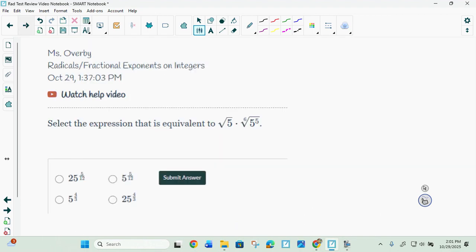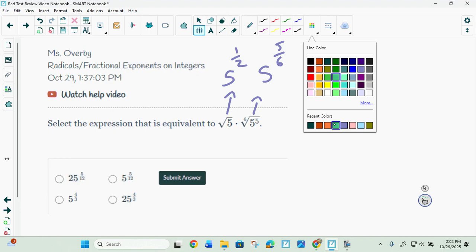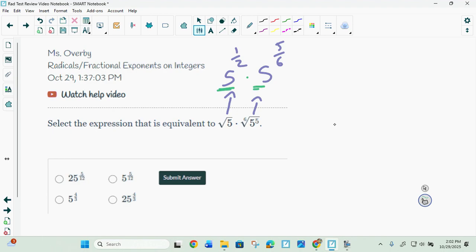All right, here we go. With these, we cannot do these until we switch them to exponent form instead of radical. So square root of 5 is the same thing as 5 to the 1/2. And this is the same thing as 5 to the 5/6. All right, so they're the same base, so we're allowed to multiply them, right? So when I multiply the same bases, I rewrite the base, and I add these two exponents together, and gosh darn it, right, we're going to have to change that 1/2 to 3/6.